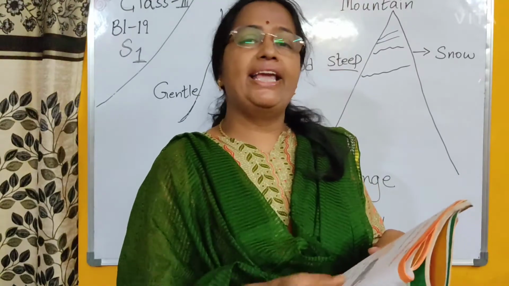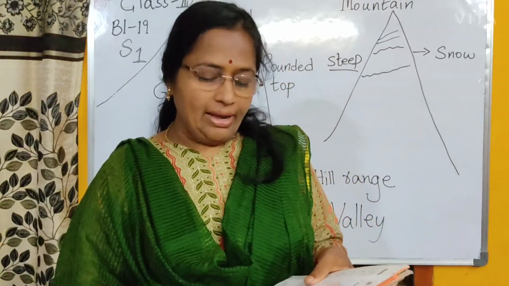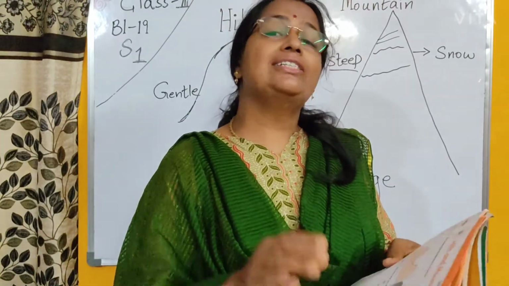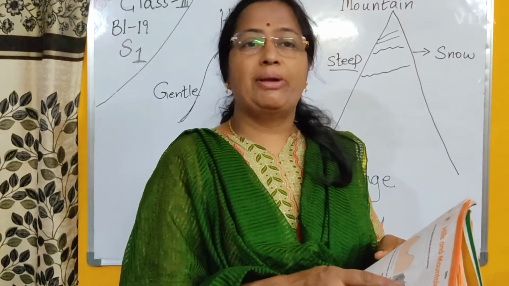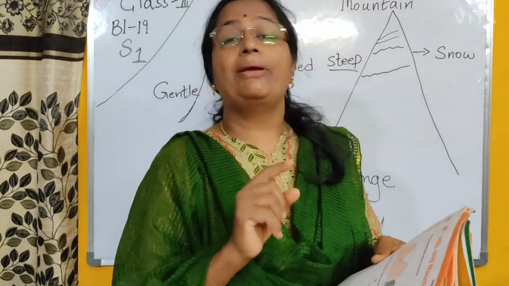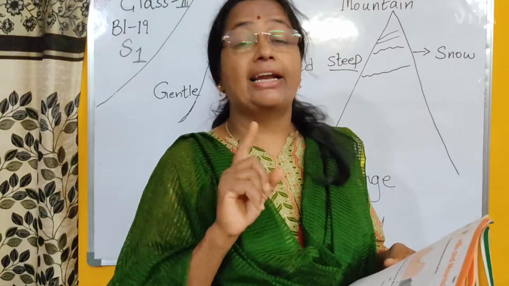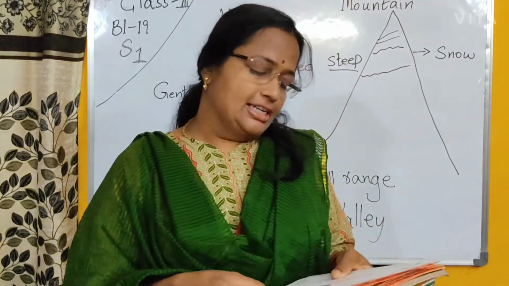And picture B is a mountain. Okay, you write mountains there because they have sharper peaks. If you observe this picture, you can see the top is sharper, the peak is sharper and it is covered with snow. So that is a mountain.